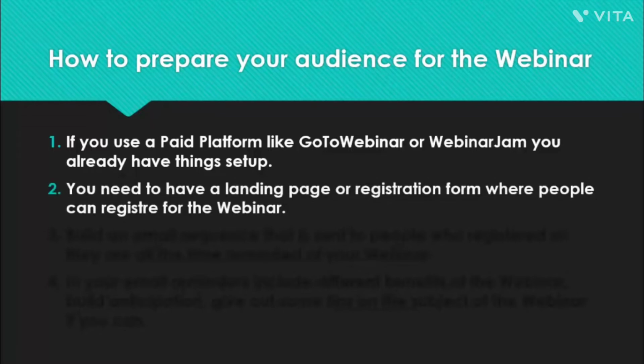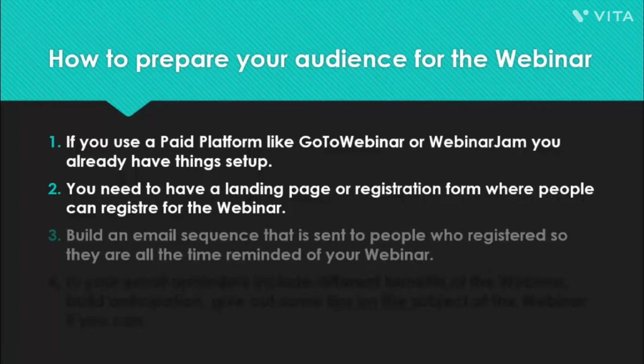Now, the second thing is that if you do not have a paid platform, and we will talk in this course and in this series about how to create your own free webinar page, you need to have a landing page or a registration form. You need to have these things set up where people can register for the webinar. After that, you need to have built an email sequence that is sent to people who registered, so they are all the time reminded of your webinar.